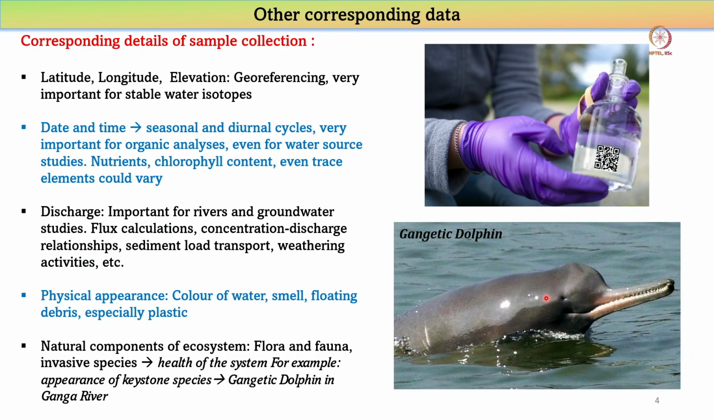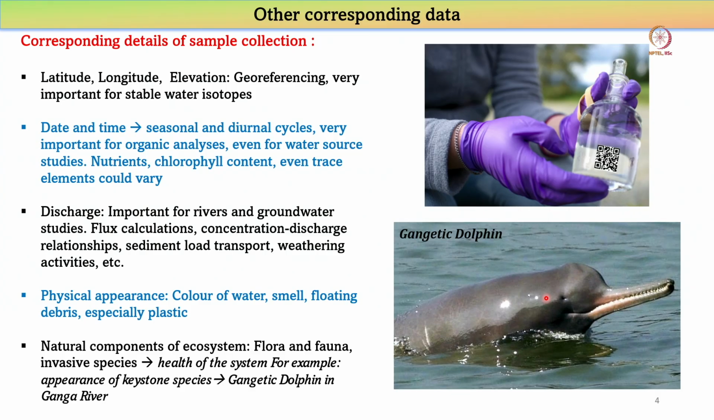Or for example, maybe a flash flood has happened somewhere in the mountain regions, and suddenly the water which looks very clear has turned very turbid. So you know that somewhere maybe a flash flood has happened, or a landslide has happened, due to which the river has suddenly turned so turbid. Okay, so physical appearance is of extreme importance.